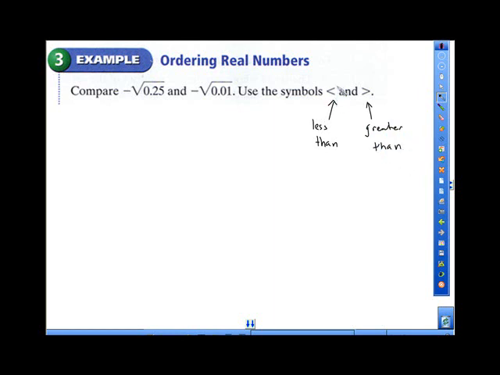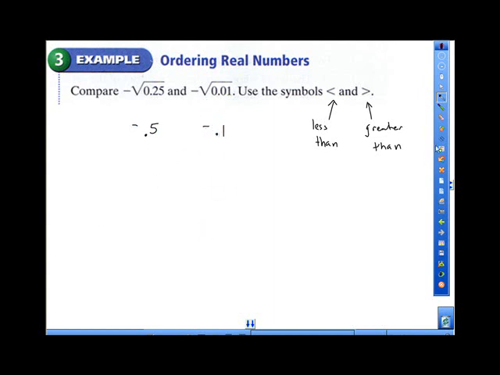Just remember, the less than symbol looks like a crooked L. So first we need to simplify these two square roots. The square root of 0.25 is going to give you 0.5. Then you have the negative out here, so make it negative. Over here, the square root of 0.01 is going to give you 0.1, and then you have the negative out here.